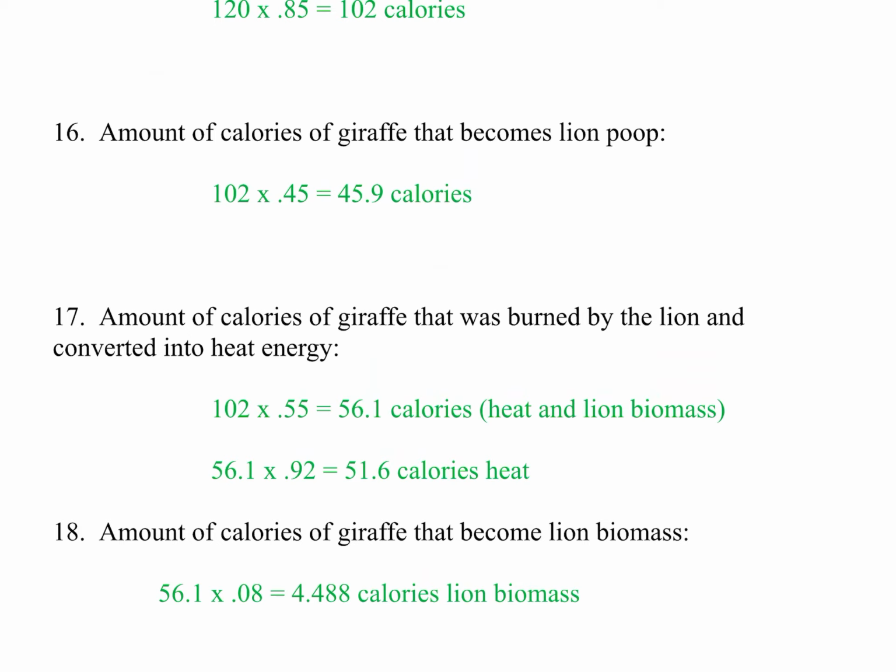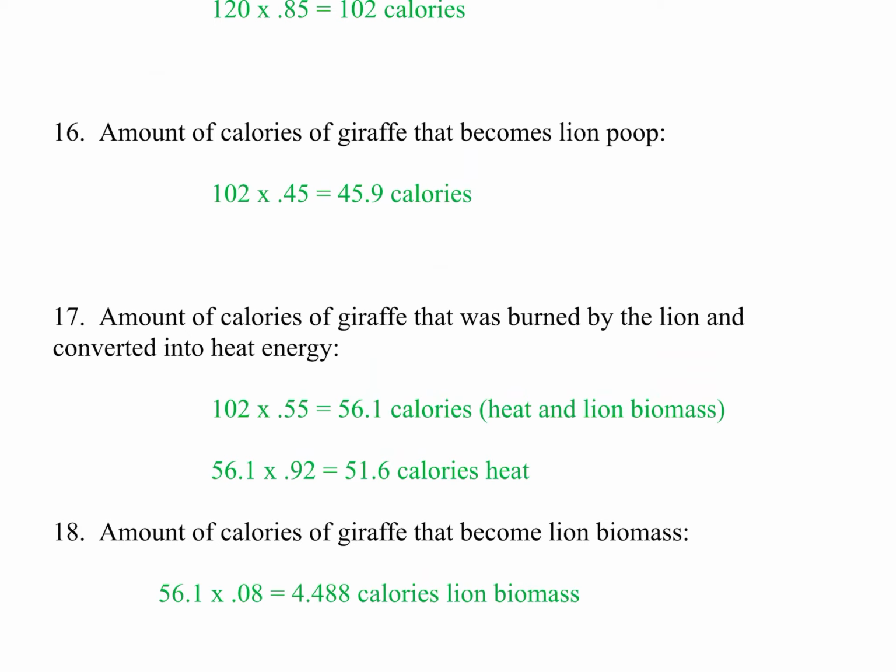Then let's see if we can now figure out how much becomes heat. So I'll take the assimilated amount, 56.1, multiply that times 0.92, because remember, the lion's production efficiency is 8%, which must mean that 92% becomes heat, leaving 51.6 calories to become heat.